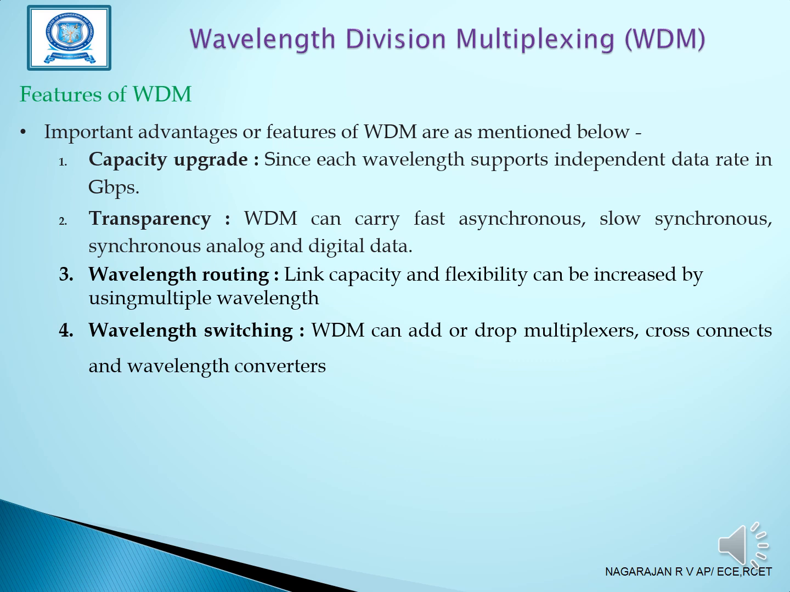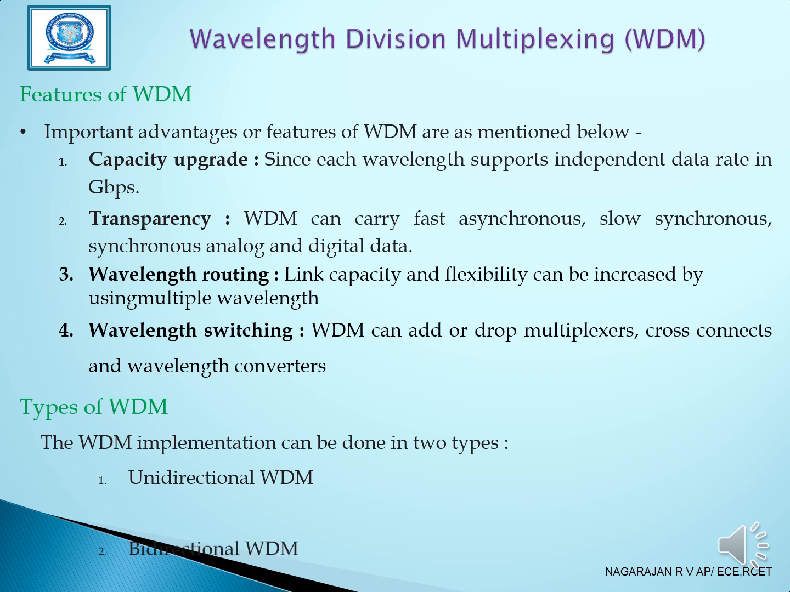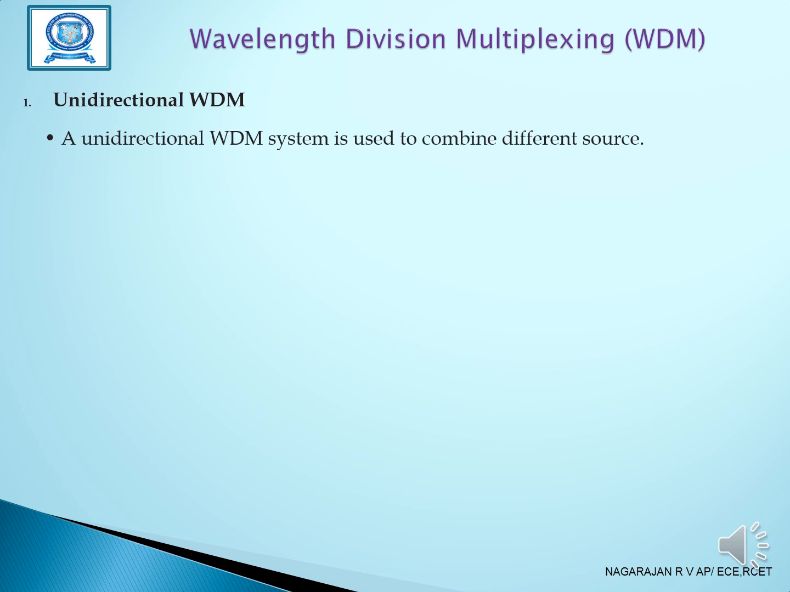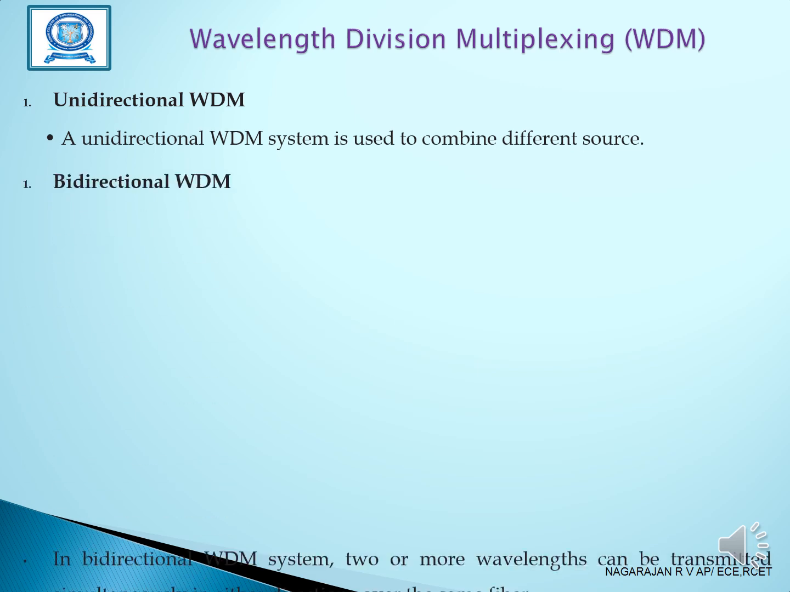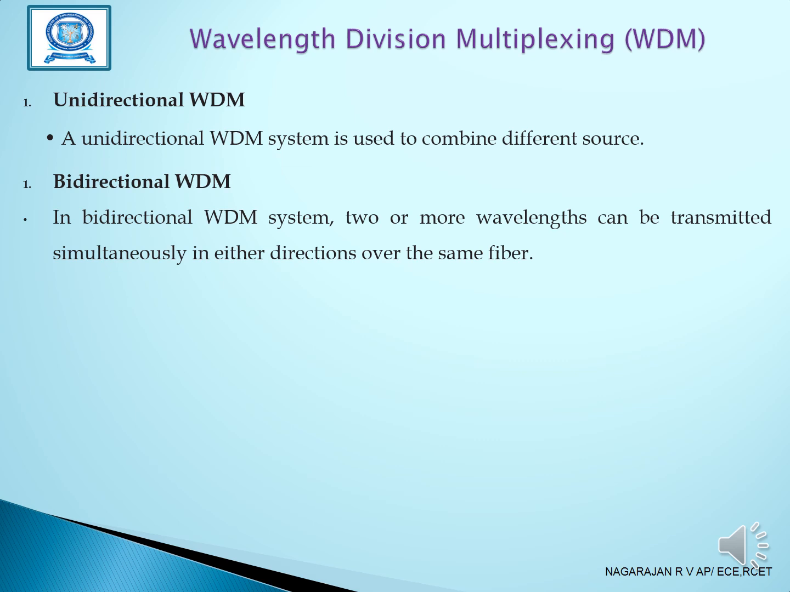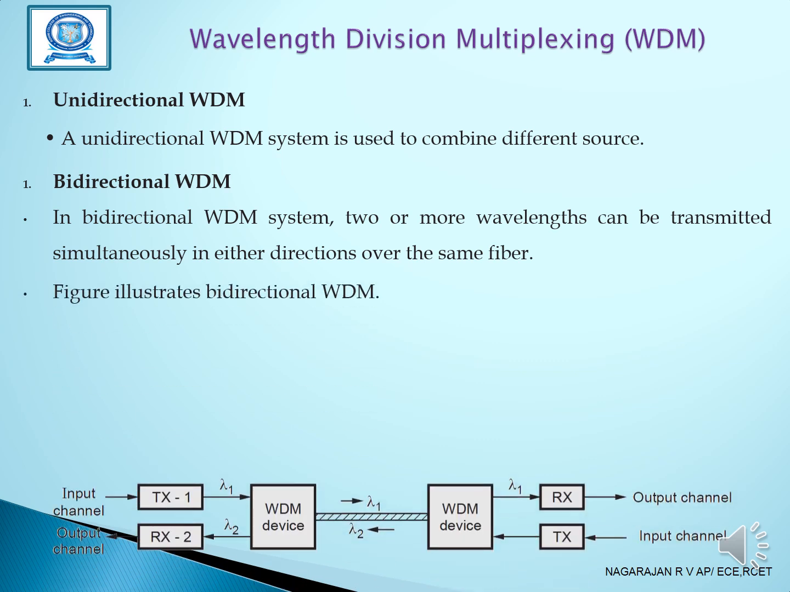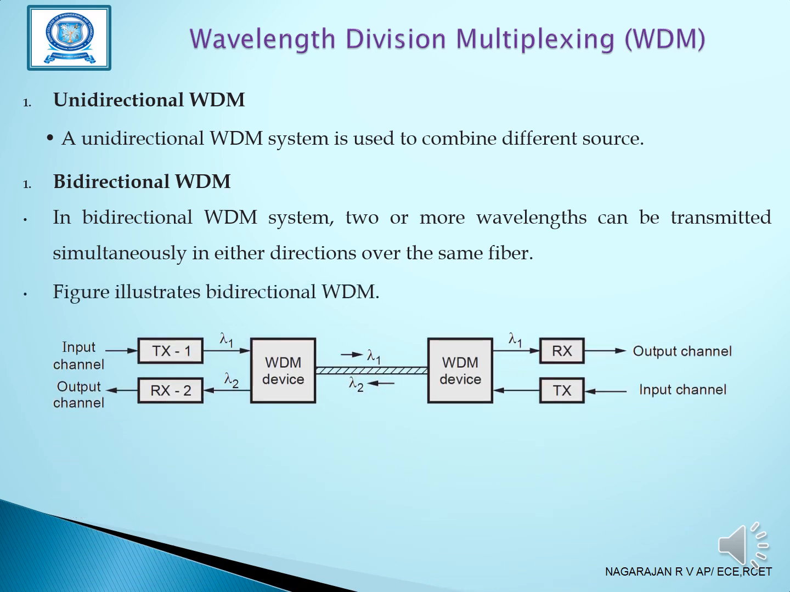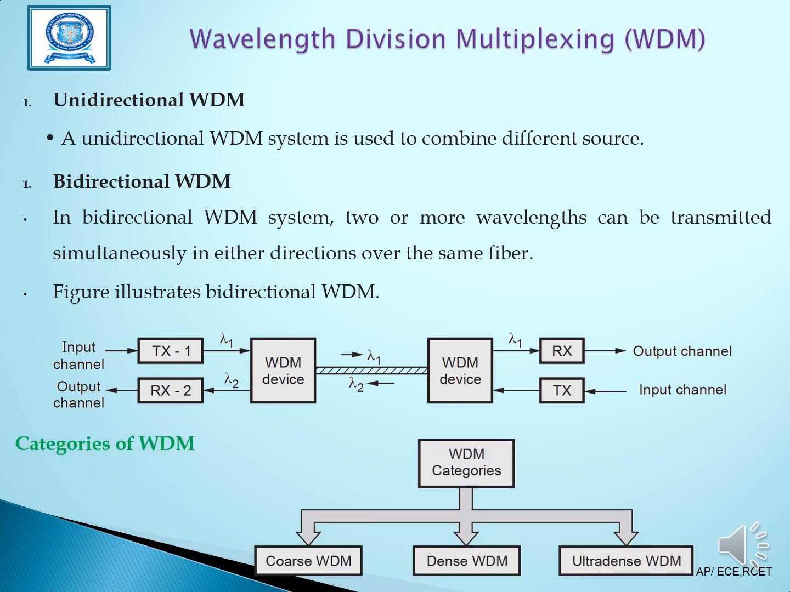Types of WDM: unidirectional WDM and bidirectional WDM. Unidirectional is used to combine different sources. Bidirectional means two or more wavelengths can be transmitted simultaneously in either direction over the same fiber. This is a bidirectional wavelength division multiplexing circuit. WDM can be categorized in three categories: coarse WDM, dense WDM, and ultra dense WDM.